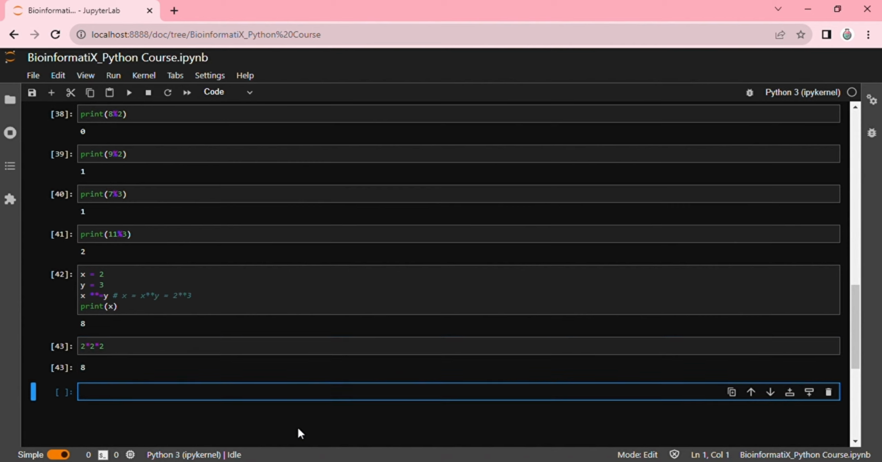We can use these augmented assignment operators to update the value of a variable by performing an operation and assignment in a single step, which can make our code more concise and readable, especially when performing repeated operations on the same variable.